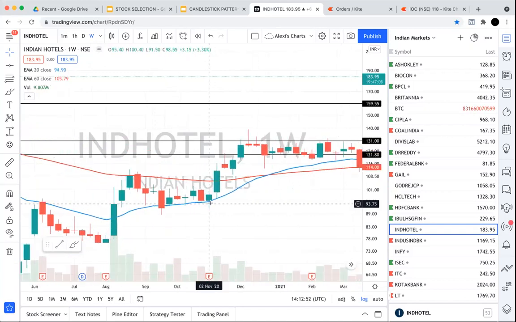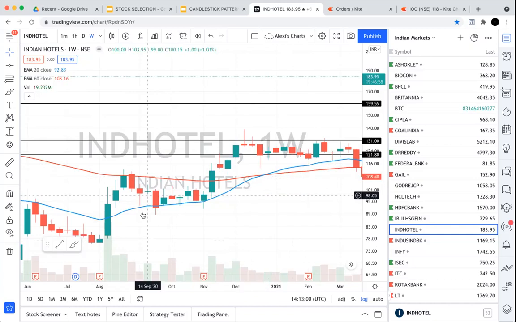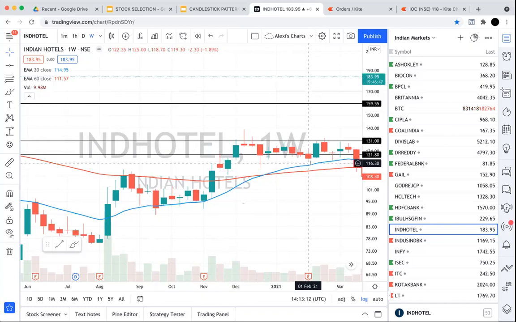But then if you look overall, it's the uptrend. And it reversed this 20 to 60-day moving average crossover. It reversed it. See, the 20 was below. So this huge push right here and right here made it go further up. Okay, so that's the second indicator. So the first indicator was support and resistance.